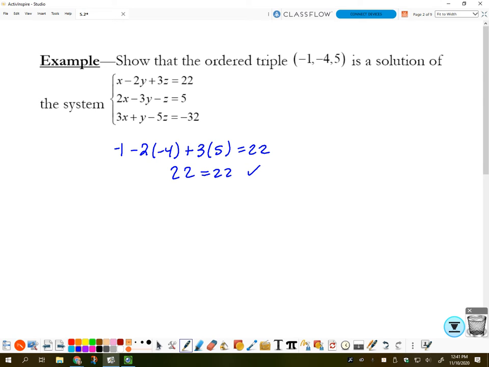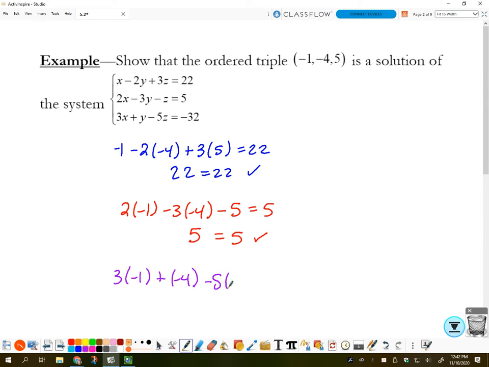So it checks out. So then we check the next one. So we do 2 times negative 1 minus 3 times negative 4 minus 5. Do we get 5? Well, 2 times negative 1 minus 3 times negative 4 minus 5 is 5. So that one works out. So now we check the last one. 3 times negative 1 plus negative 4 minus 5 times 5 should be negative 32.